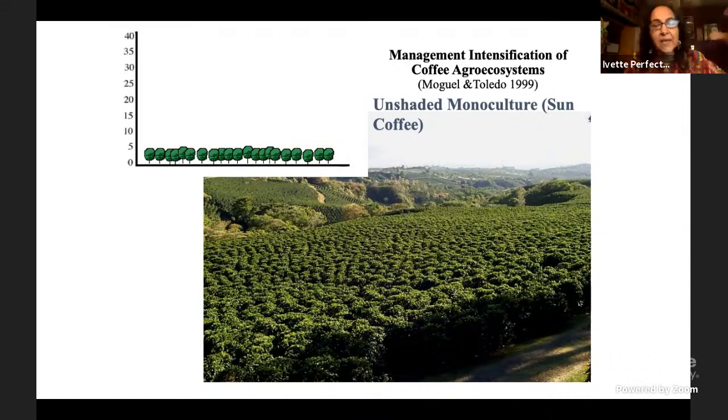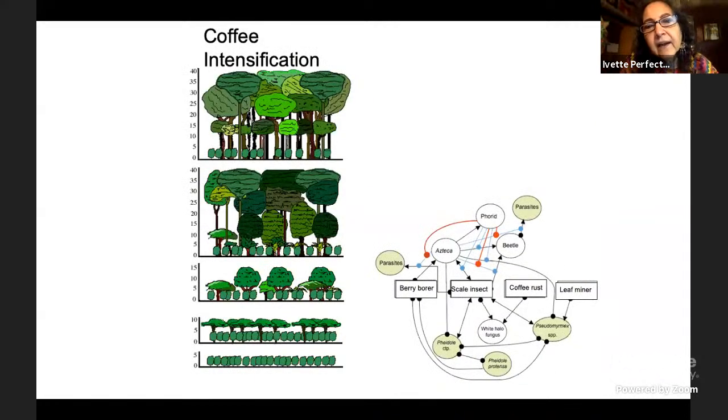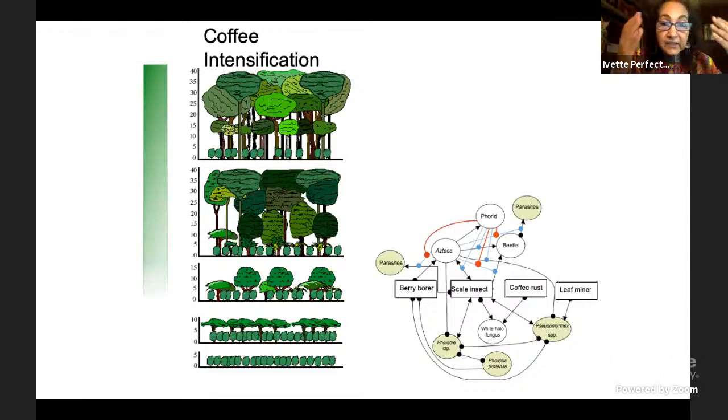So you have this gradient. And our lab has been studying how, as coffee farms are intensified, associated biodiversity declines dramatically. You lose a lot of the wildlife in this system, the wild biodiversity.